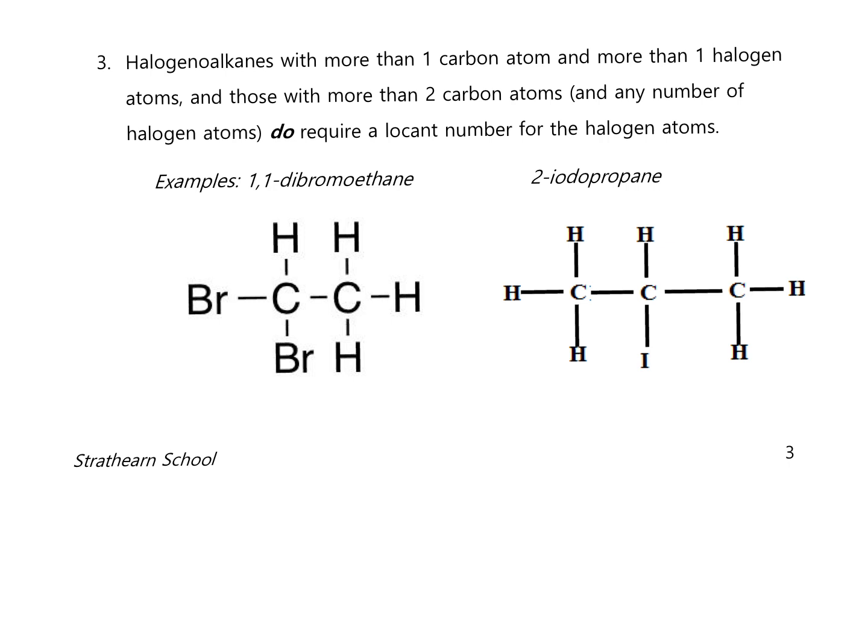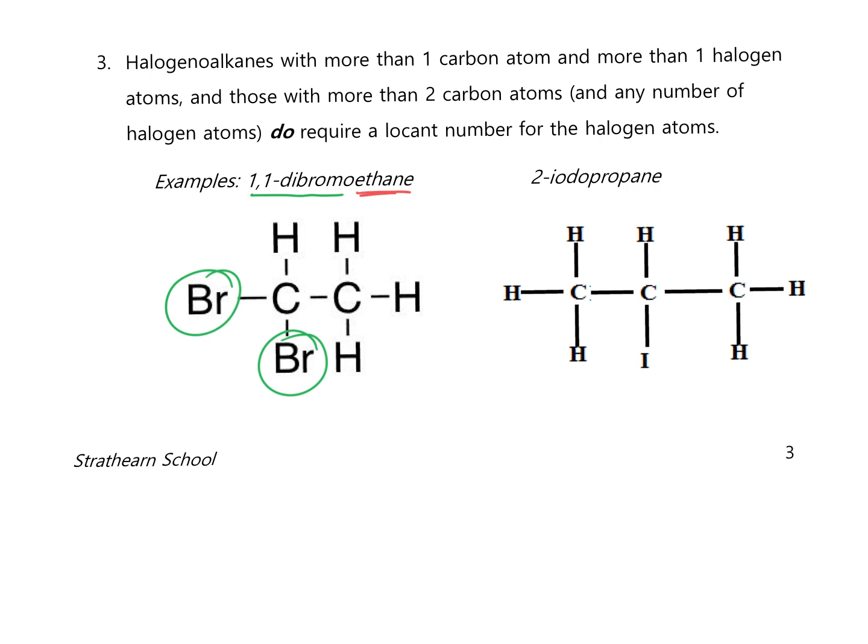So the first example is where we have more than one carbon atom. So we have an ethane as the end of our name because we've got 2 carbons and we've got 2 halogen atoms. So even though this only has 2 carbons, we do need locant numbers because we have 2 halogen atoms. So they could be both on carbon number 1, or they could be on carbon number 1 and carbon number 2. So you can see here they're both on the same carbon, so we would call this 1,1-dibromoethane. And so we do need a locant number here.